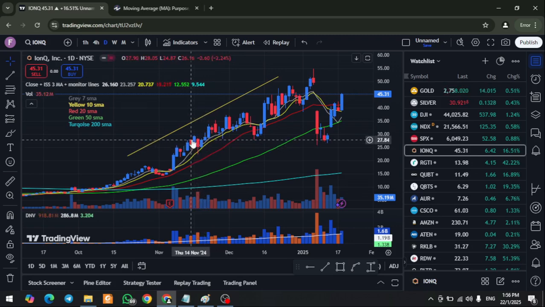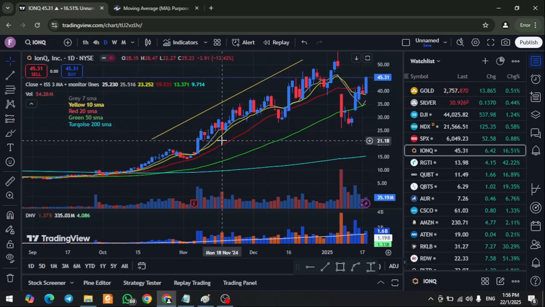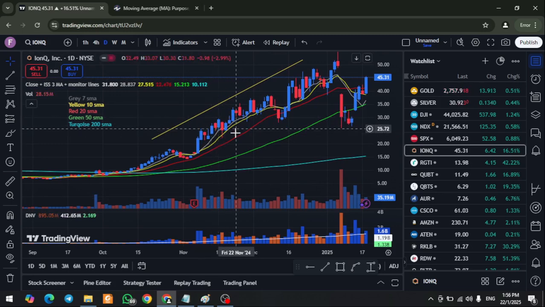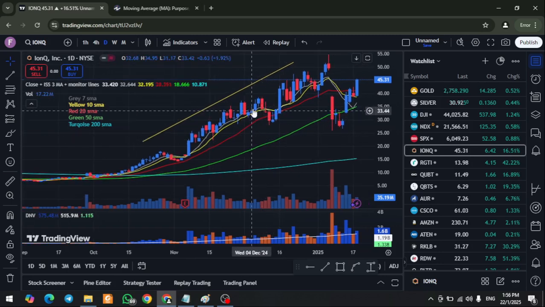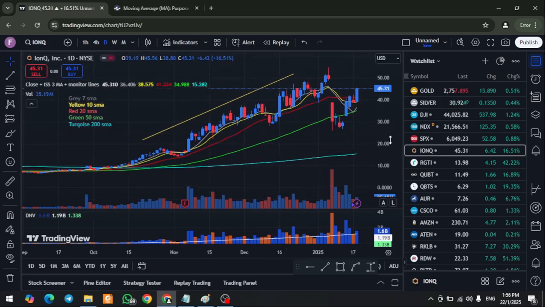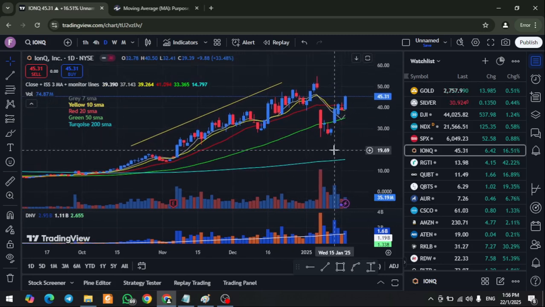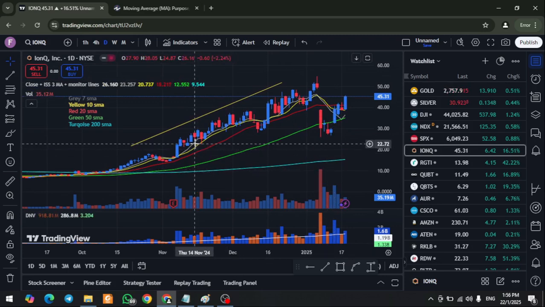This will be easier for you to place your stop loss. Usually, if I want to enter around here on the 7 or 10 days moving average, my stop loss will be below the 7 or 10 days moving average, because once it breaks, it might continue going down, as you can see around here. Okay, that's the example for the 7 or 10 days moving average.